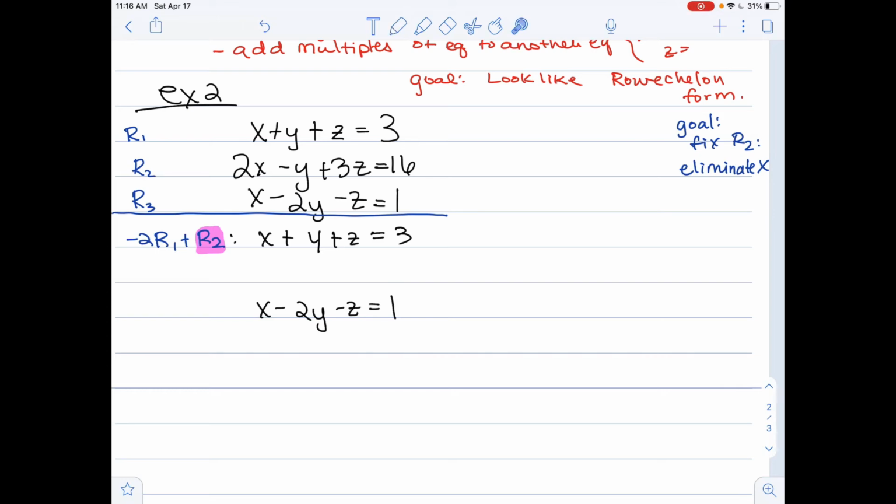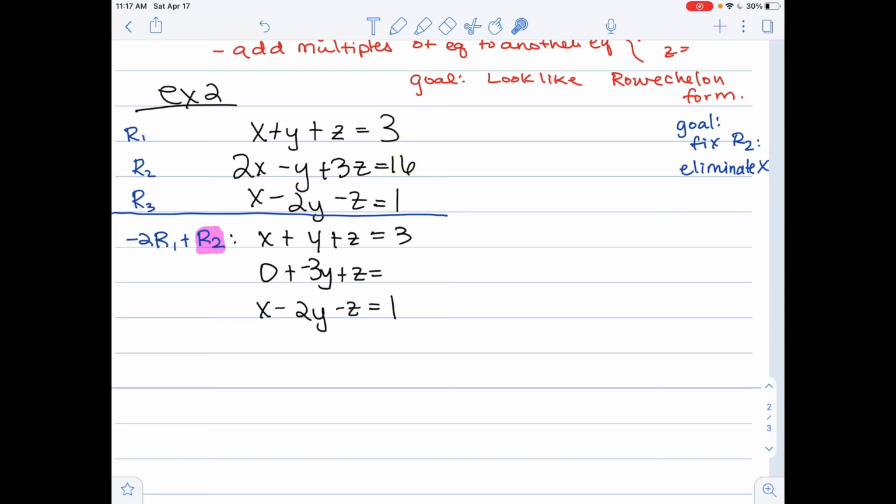So here we go. We're going to take that -2 times row 1. So what's -2 times x plus this 2x? Well, -2x plus 2x is 0. -2 times y is -2y plus -y. So -2y plus -y gives me -3y. And then -2 times z is -2z plus 3z is just z.